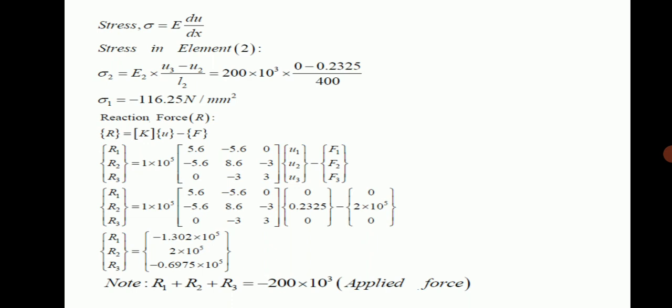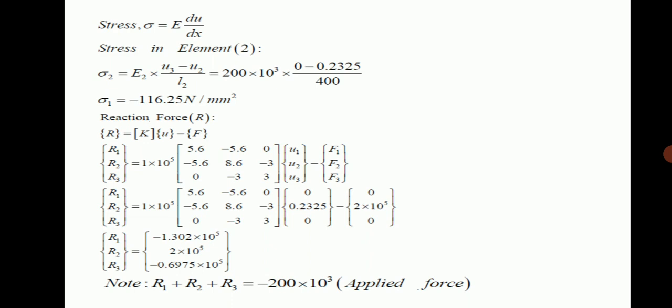Then we want to find the reaction force. The formula for reaction force is matrix R is equal to stiffness matrix K into displacement matrix U minus force matrix F. Here 2 elements and 3 nodes are considered, so R1, R2, R3. We already found the element stiffness matrix equation. We substitute that and solve the matrix, and we find the final answer: R1 is equal to minus 1.302 into 10 power 5, R2 is 2 into 10 power 5, and R3 is minus 0.6975 into 10 power 5.